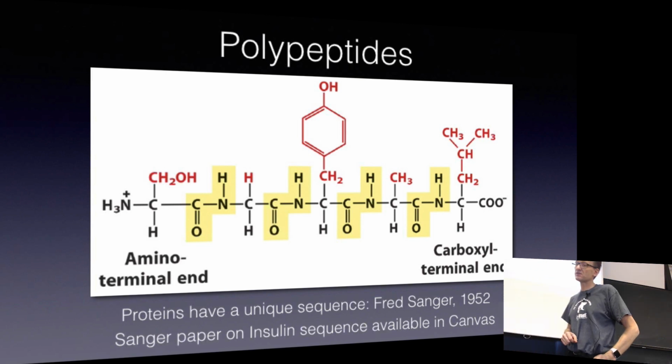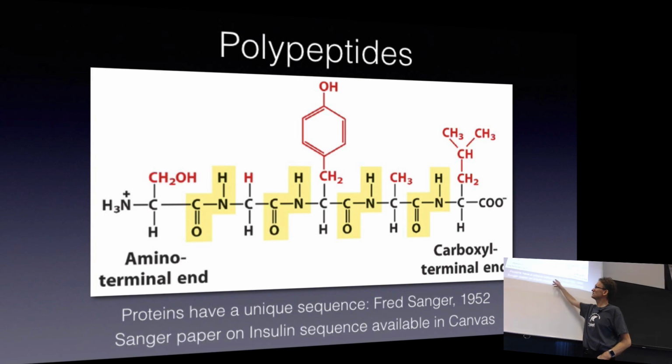When it comes to sequencing, it was Fred Sanger in 1952 who argued that proteins have a unique sequence. He managed to sequence it. Sanger's first paper on sequencing, which he got the Nobel Prize for, is in Canvas if you want to read it. It's a bit more chemical, so I didn't include it in the things I hand out, and I'm not going to cover it in detail.